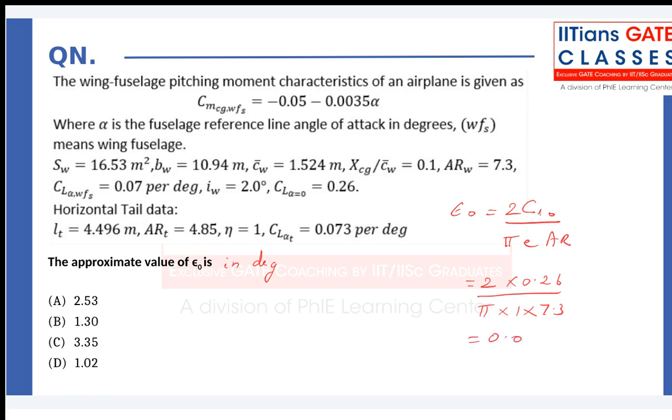So you get 0.022 radians, and we need to convert it to degrees. And 1.3 is the right answer. I think a couple of you have gotten it right. Okay, let's go to the next question.